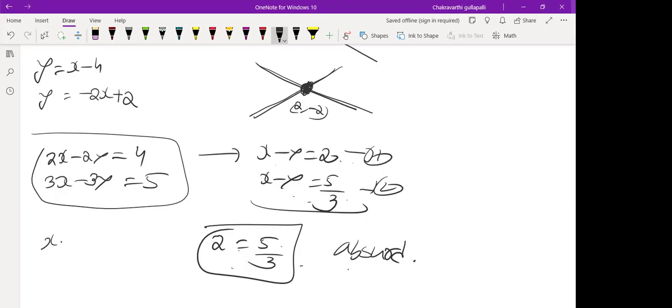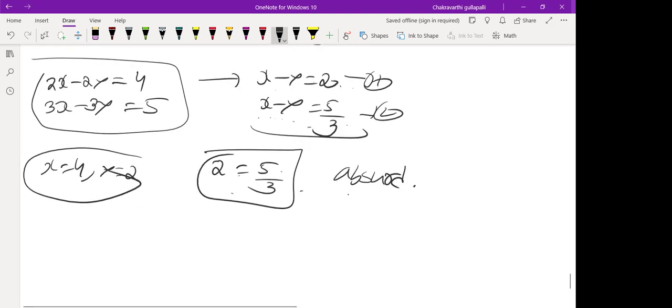For example, if I take x equal to 4, y equal to 2, the first equation is satisfied: 4 minus 2 equal to 2, 2 equal to 2, satisfied. But this equation becomes 2 equal to 5 by 3, which is not satisfied, because LHS is not equal to RHS. It is an absurdity. Therefore, there exists no x and y which will satisfy the system. That means there exists no solution.